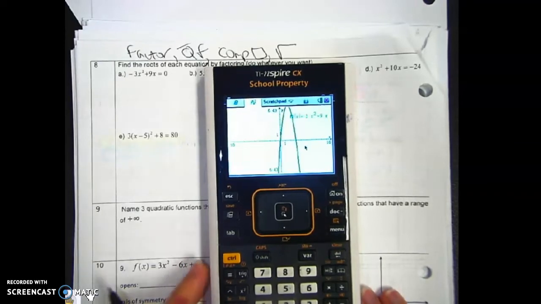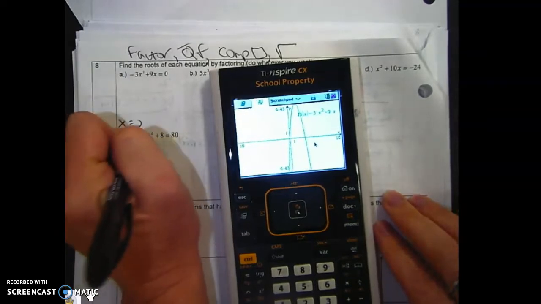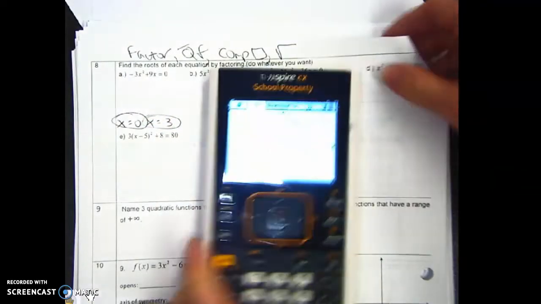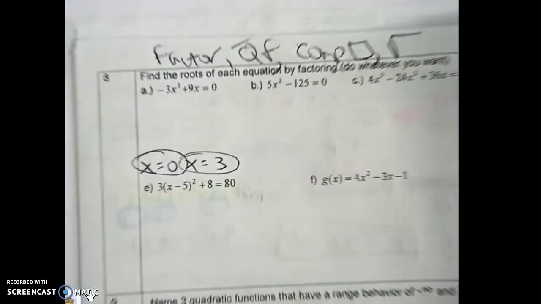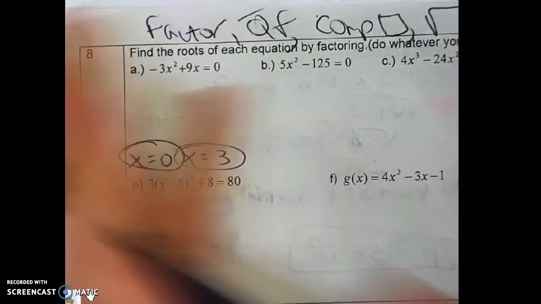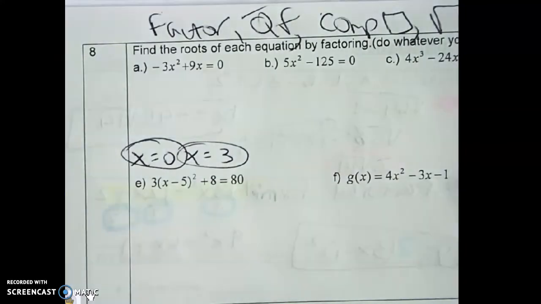Okay? And then I look and it crosses at 0 and 3. So I know the answer to letter A is x equals 0 and x equals 3. Now I've got to figure out what I can do to get 0 and 3. I'll give you a point for that. If that's all you do, you'll get 1, 2, 3, 4, 5, 6. Granted, they're each worth 3 points, but 6 points out of 18 is better than nothing.